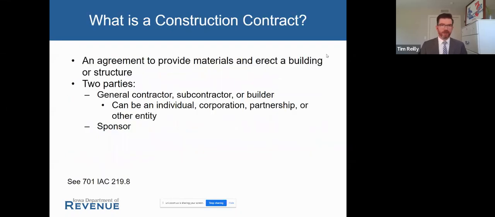The first point I would like to start out with is, what is a construction contract? This term is not defined in statute, but it is defined in our rules, as you can see down there at the bottom, Chapter 219, Rule 8. The rule itself has more words, but boiled down to a simpler form, it's basically just an agreement to provide materials and erect a building or structure. There are two parties that are referenced, the first being the contractor, general contractor, subcontractor, builder. It can be any type of legal entity, including an individual, a company, corporation, etc.